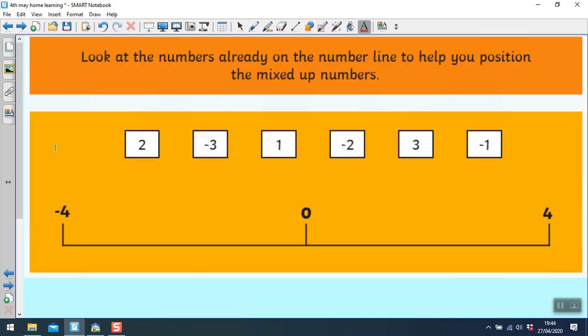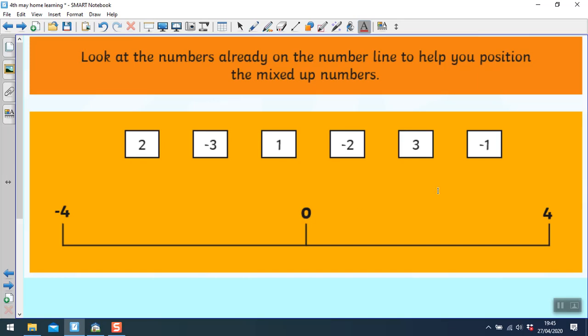Look at the numbers already on the number line to help you position the mixed up numbers. They're all in a mixed up order. Have a go at trying to identify where these numbers would go on this number line. Pause the video and either draw yourself the number line and put them on, or point on the number line where they would go.